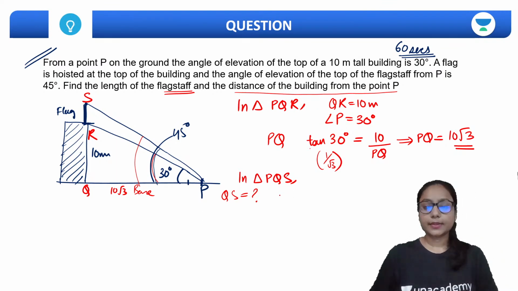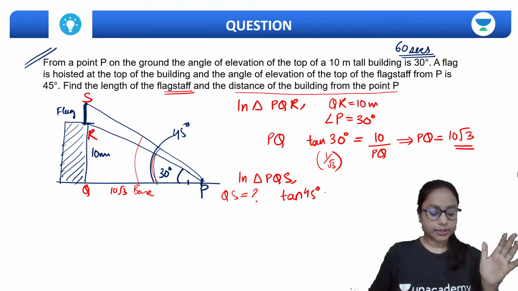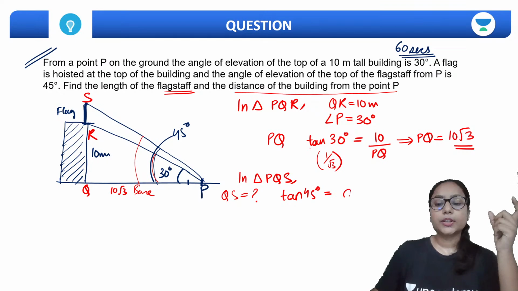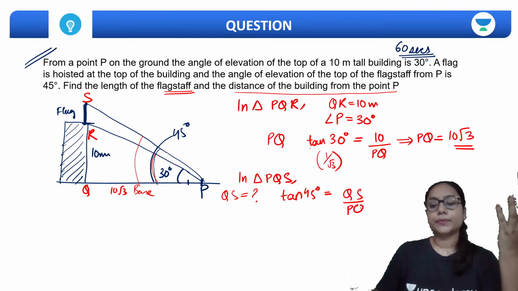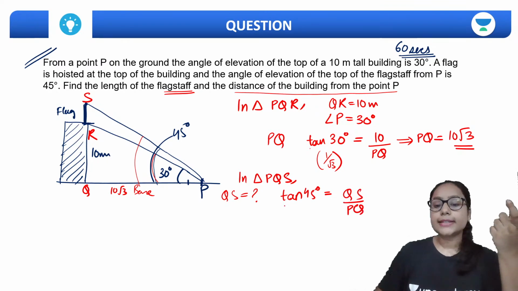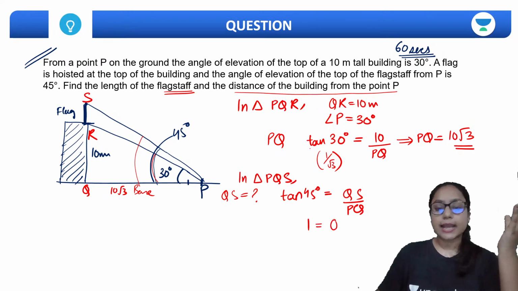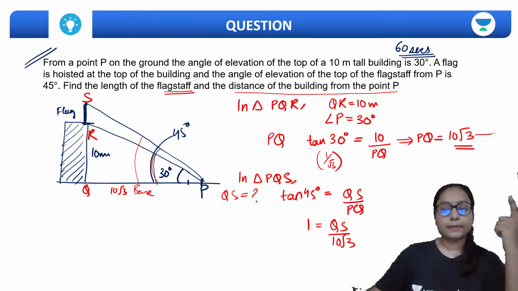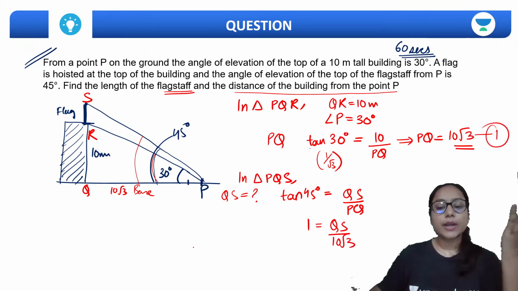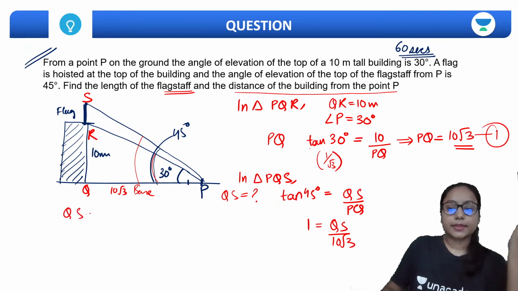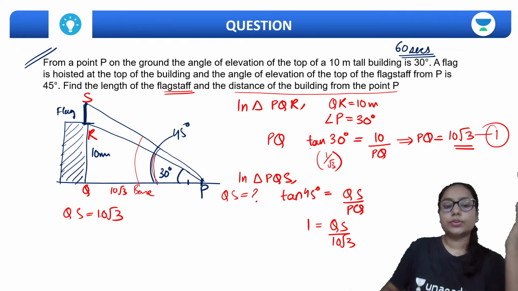QS. So this is also tan, but this time it is tan 45 degrees, right? What is it? QS upon PQ. Okay, what is tan 45 degrees equal to? 1. What is QS? I need PQ, 10 root 3. We found it in the previous step from here, right? So what is the length of QS? It is 10 root 3.